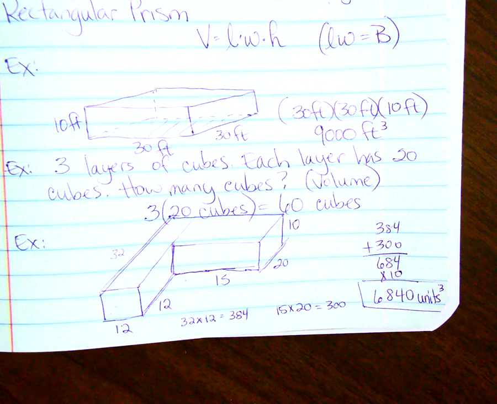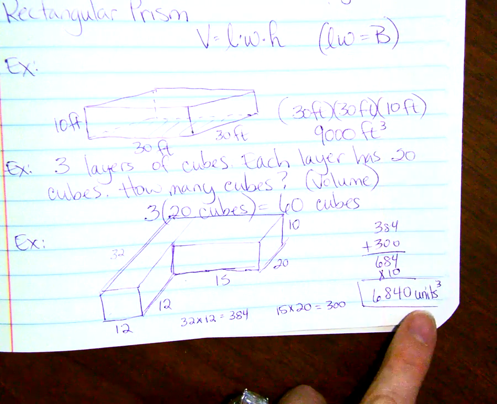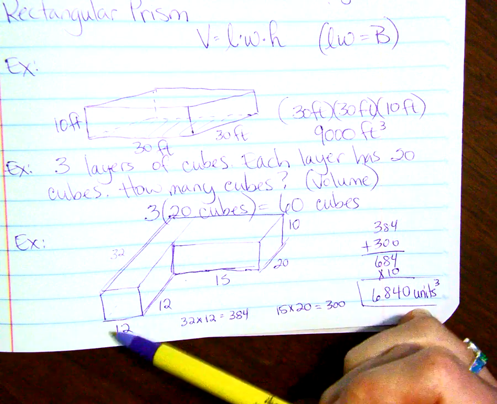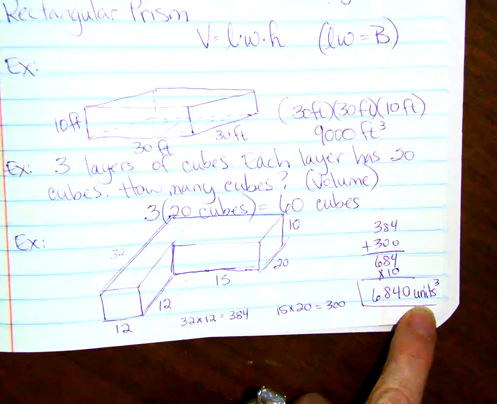So in order to find the area of the base, we had to break it up into 2 different rectangles. And then we could do times the height, which was 10. And that's the end of the lesson.